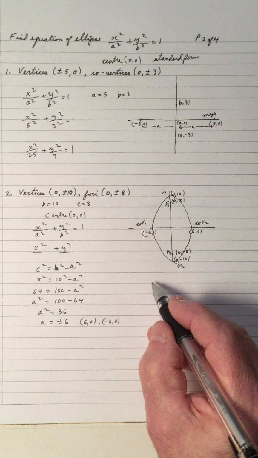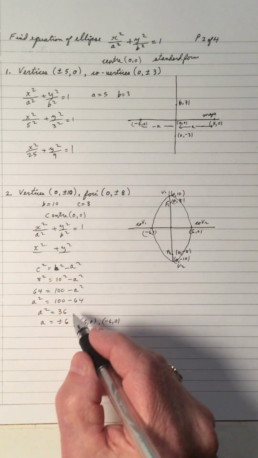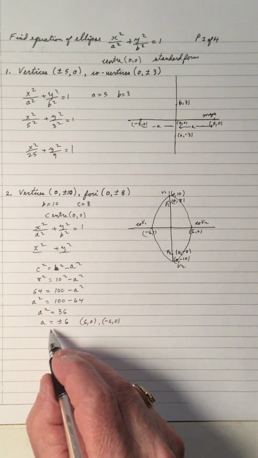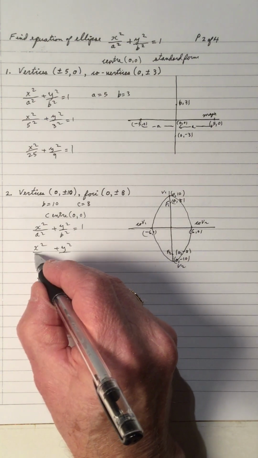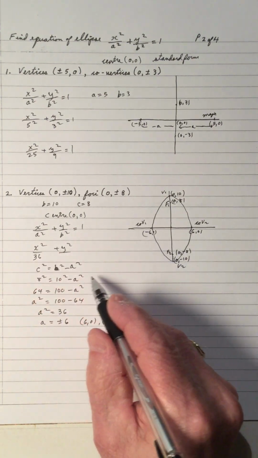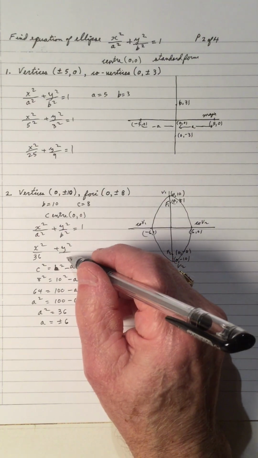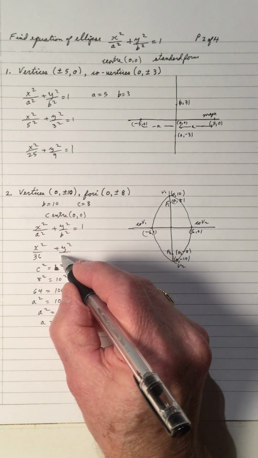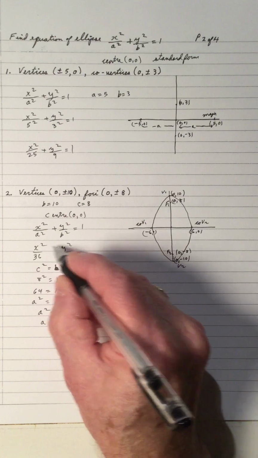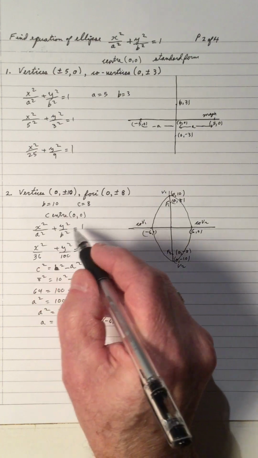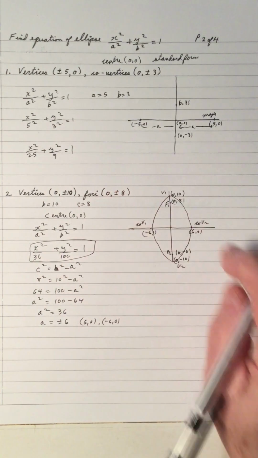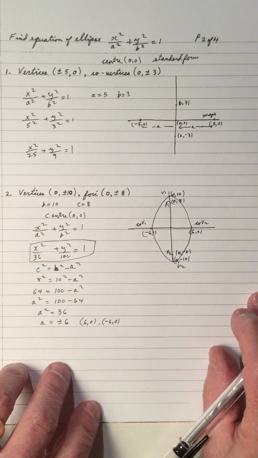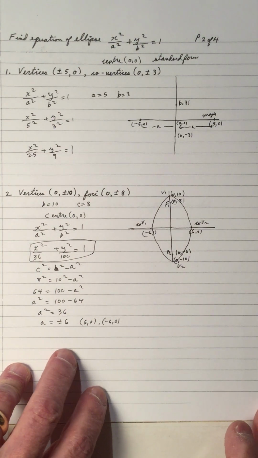And so the equation is, fill it in here. So A is 6, so A squared is 36. So 6 squared is 36. And the Y, which is the B, is 10. So 10 squared is 100. Equals 1. So there's the equation right there. That represents this information. Again, the vertices and the foci are on the same axes.